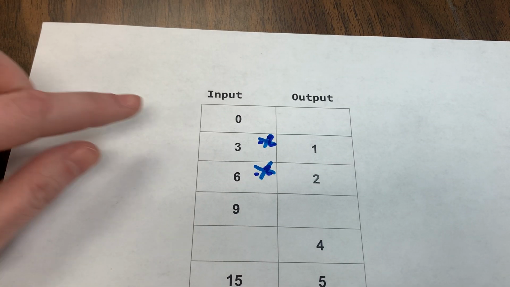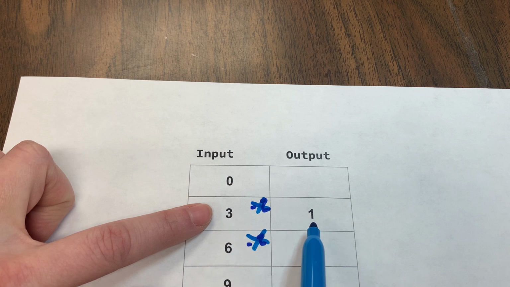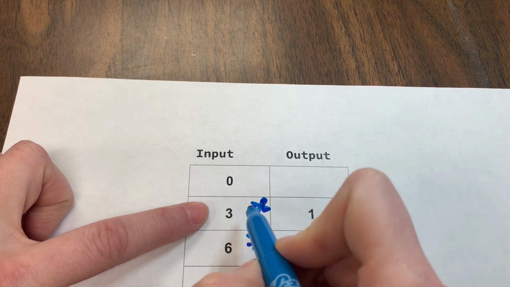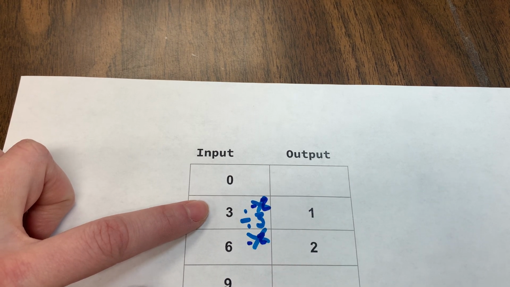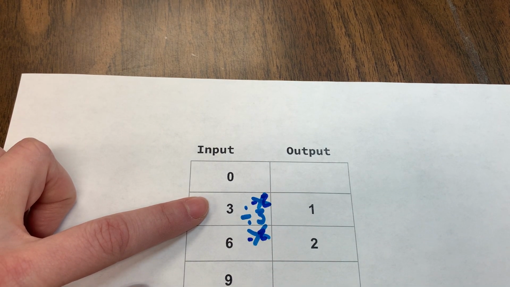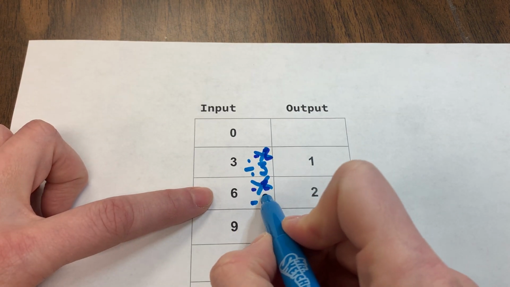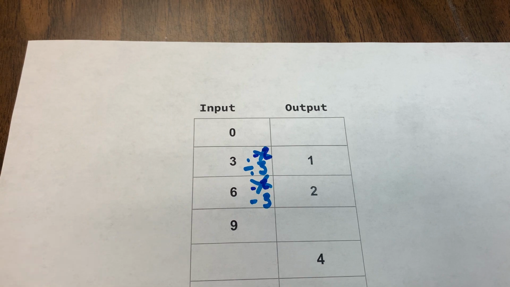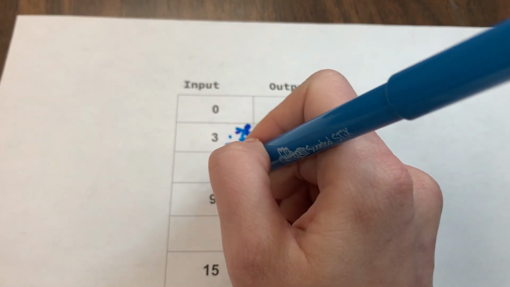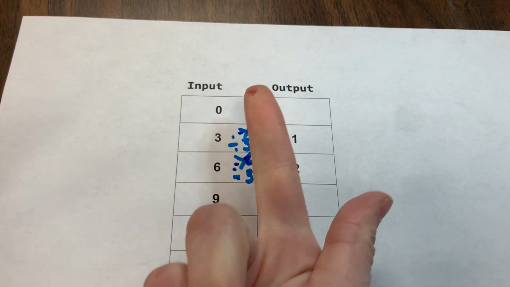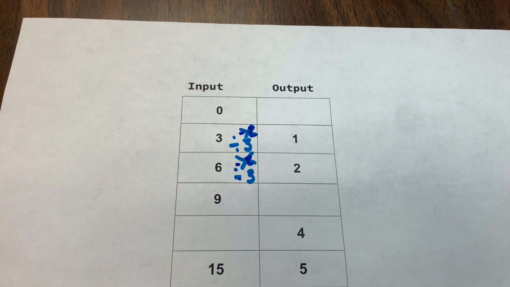So let's go back to 3 and 1. 3 divided by what equals 1? Well, I know 3 divided by 3 gives me 1, right? Anything divided by itself equals 1. So now I need to try it on another one. 6 divided by 3. I'm going to skip count by 3s till I get to 6. 3, 6. I got 2. So 6 divided by 3 equals 2.